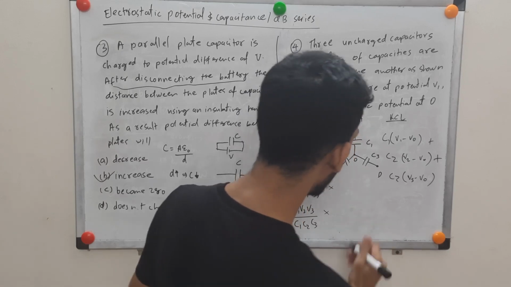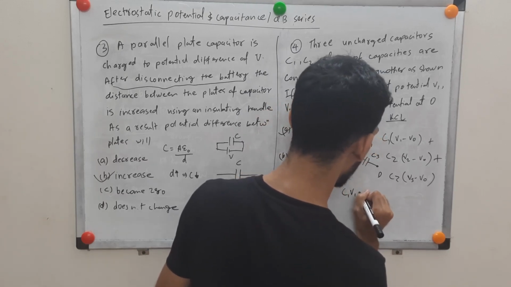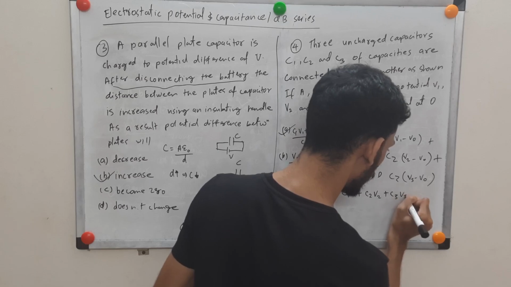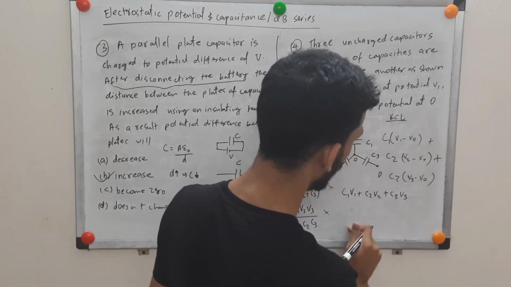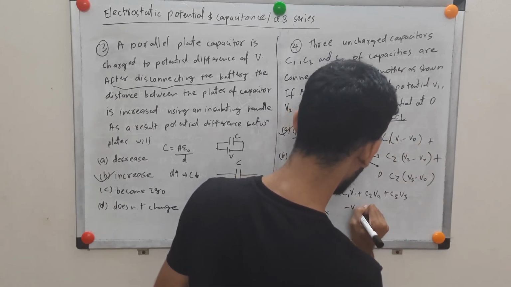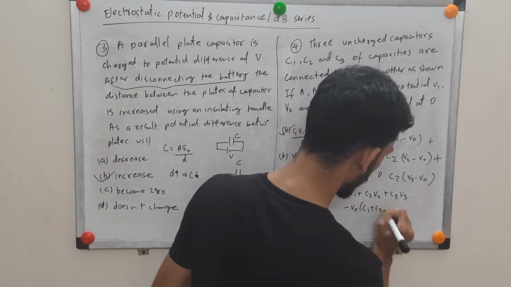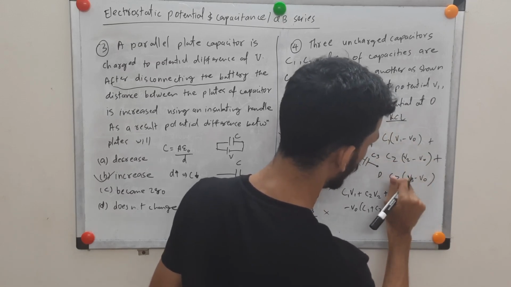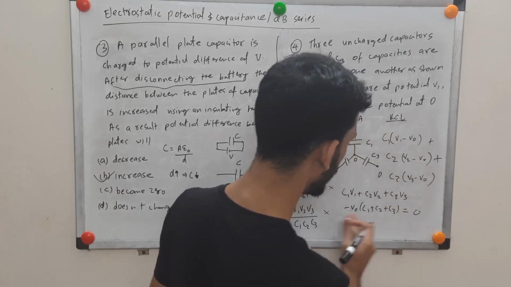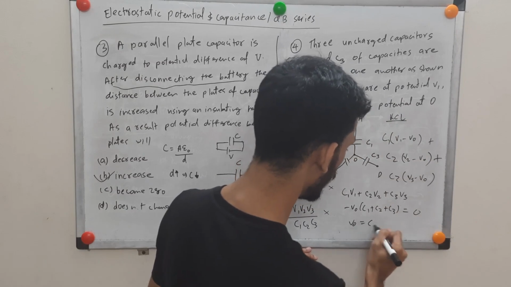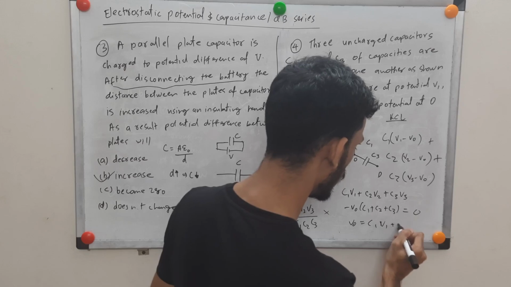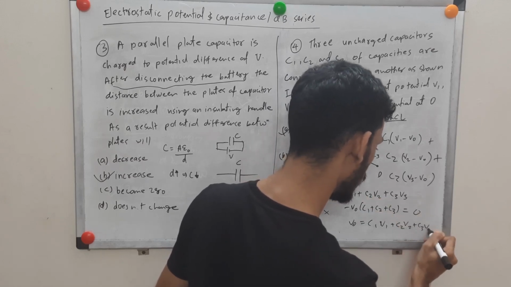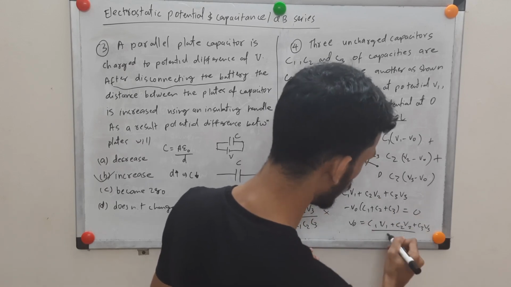Okay, now what will be this? So what do we have? So again you'll see C1 V1 plus C2 V2 plus C3 V3, right, and this is common, minus V0 is common, minus V0, and you'll have C1 plus C2 plus C3, right, from the second term of each of the brackets. So you can see V0 will be nothing but C1 V1 plus C2 V2 plus C3 V3 upon this C1 plus C2 plus C3.